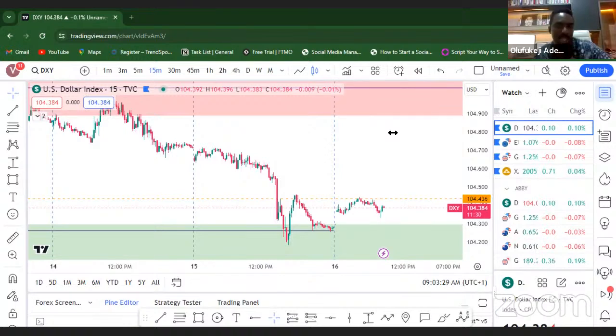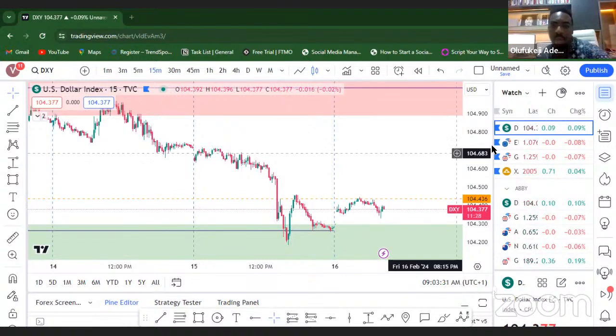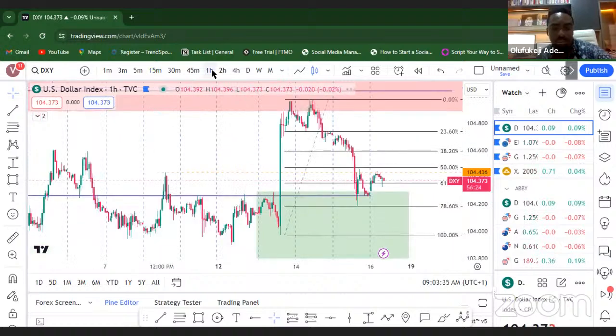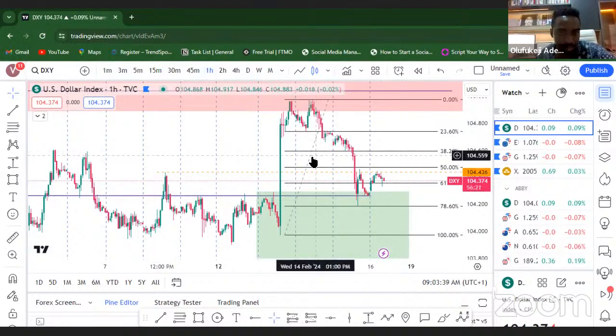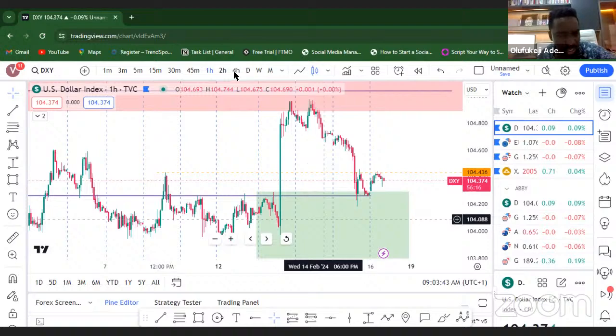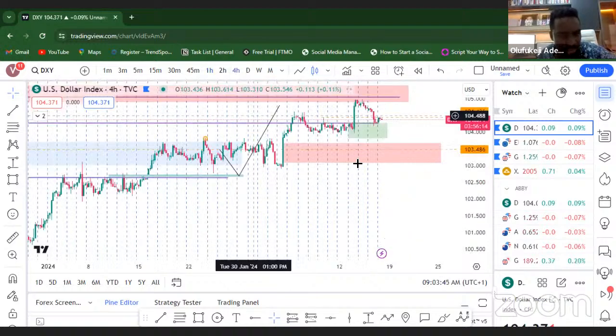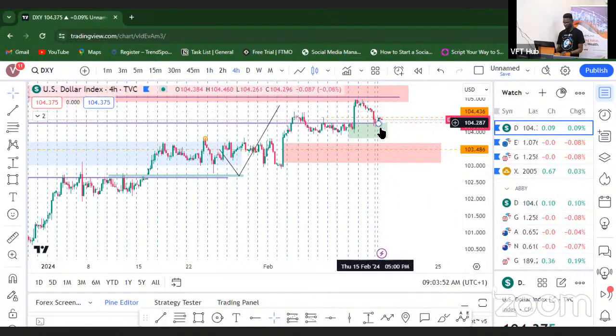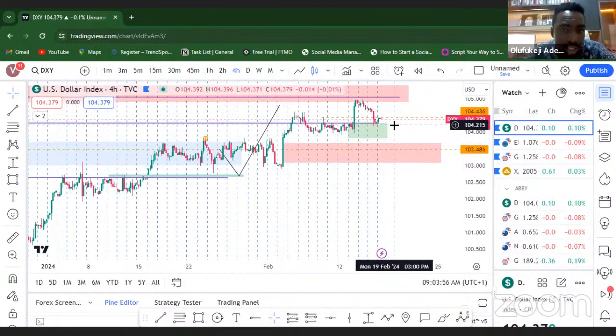Show me euro. Okay, yes, DXY. Show it to me on the 1 hour, or let's start from the 4 hour. Okay. This was my analysis yesterday about the fair value gap and where price will return to. This was my analysis of yesterday.